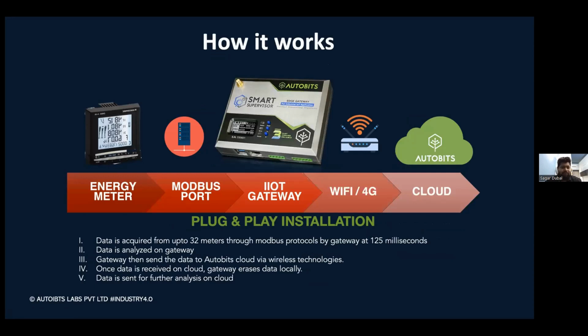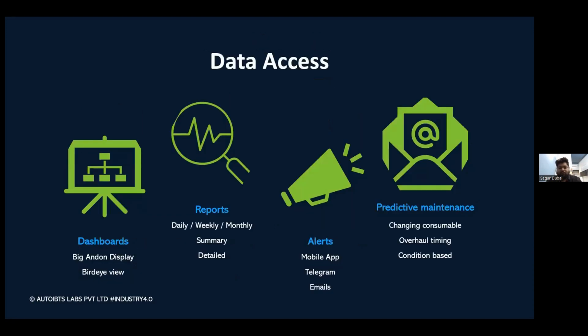Now it comes to how the energy meter connection works. I'll be very brief. We can connect any type of energy meter with an RS485 port to the IoT gateway. We can connect multiple meters to one gateway. The gateway will process the data and send it to the cloud using Wi-Fi or 4G technology, and then that data will be accessible to you on these platforms.